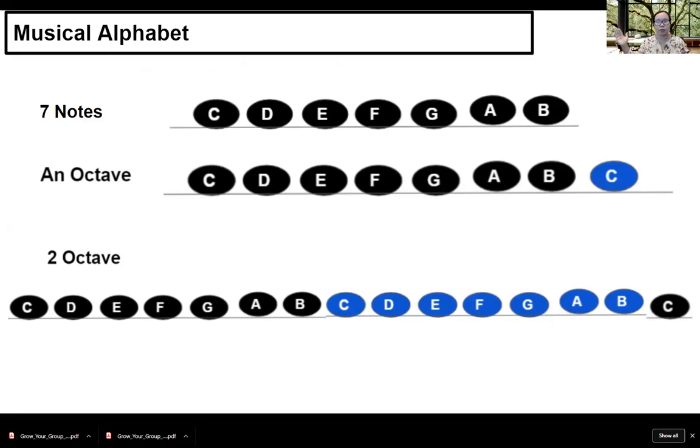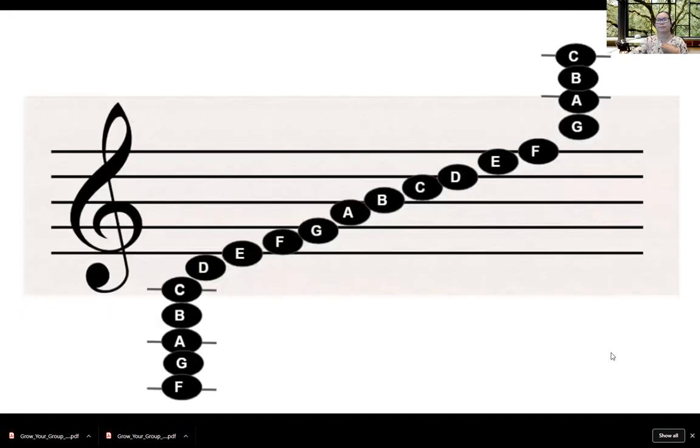We are talking about the C scale right now, which most modern lyres are built on. So that's why we're going over the C scale. A full octave starts with a C and ends with a C. A 2 octave has C to C and then to C again. So you get 3 C's right there. That's what a full octave looks like.